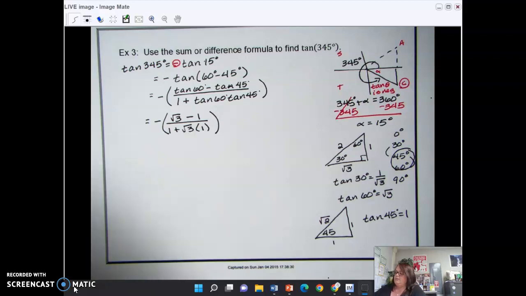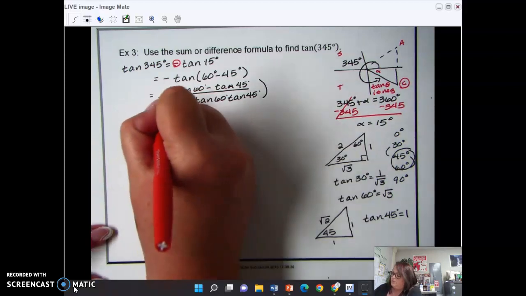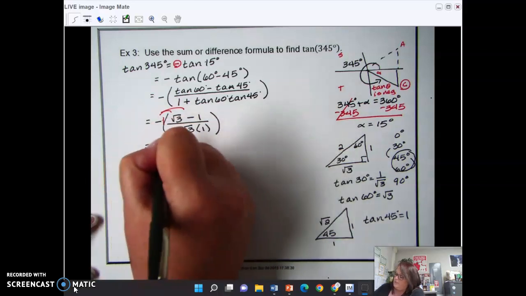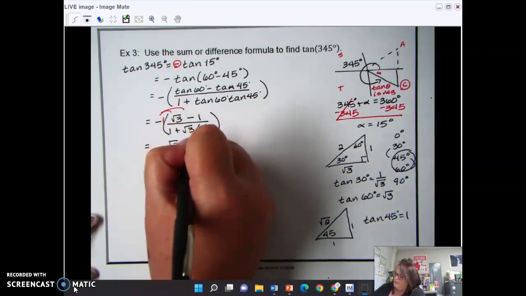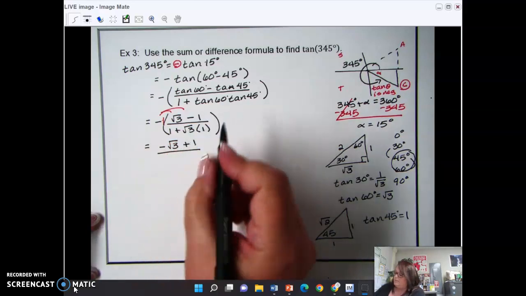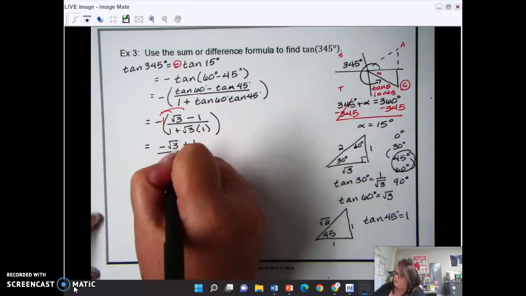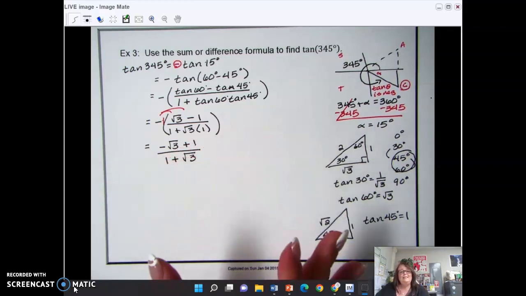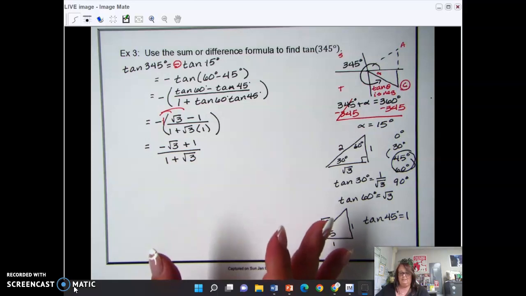So I'm going to do two things at the same time. One, I'm going to distribute the negative 1 to the numerator. So that's going to give me negative root 3 and positive 1. And then in my denominator, I'm going to multiply root 3 times 1, so we get 1 plus root 3. So this is the extent that's new for this lesson.